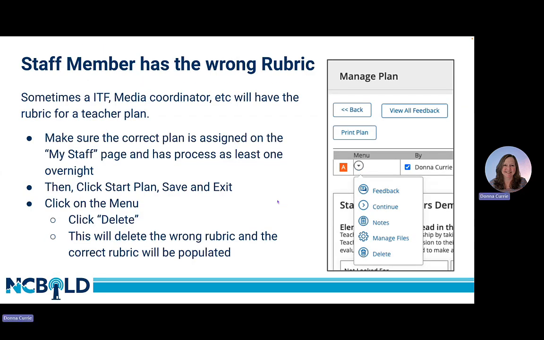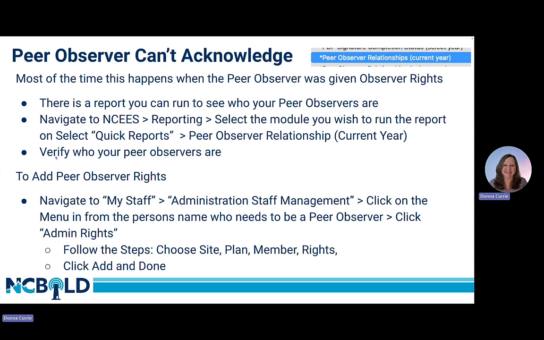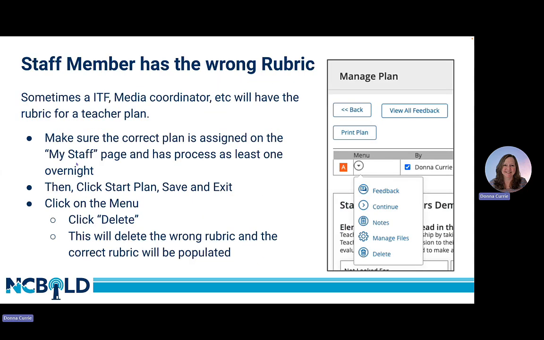If a staff member has the wrong rubric, remember it's going to default to the teacher rubric. So if you have an ITF, a school counselor, media coordinator, things of those natures, and you log in to do an observation, or they log in to do their self-assessment, and they see the wrong rubric, the first thing you need to do is make sure it's correct on the My Staff page. If it is not correct on the My Staff page, you need to correct it and allow for an overnight process.